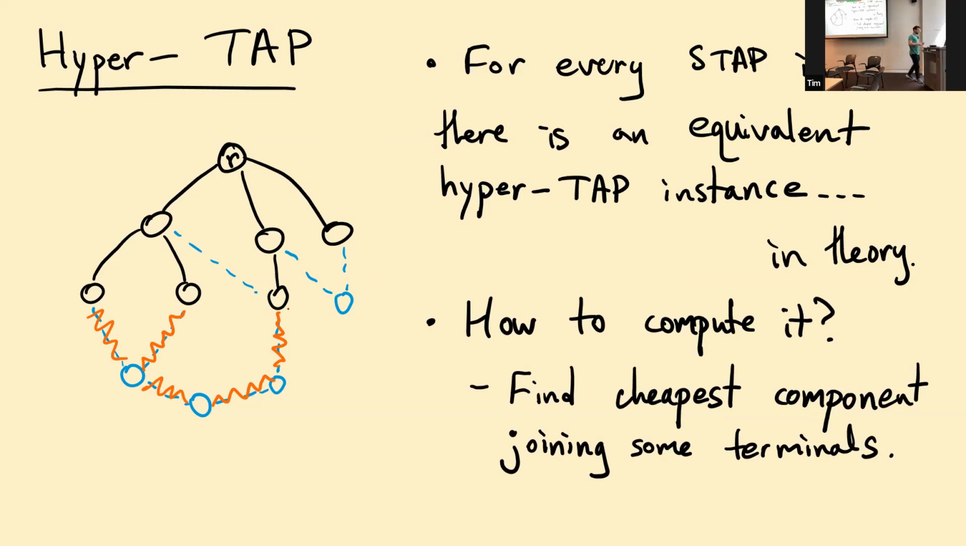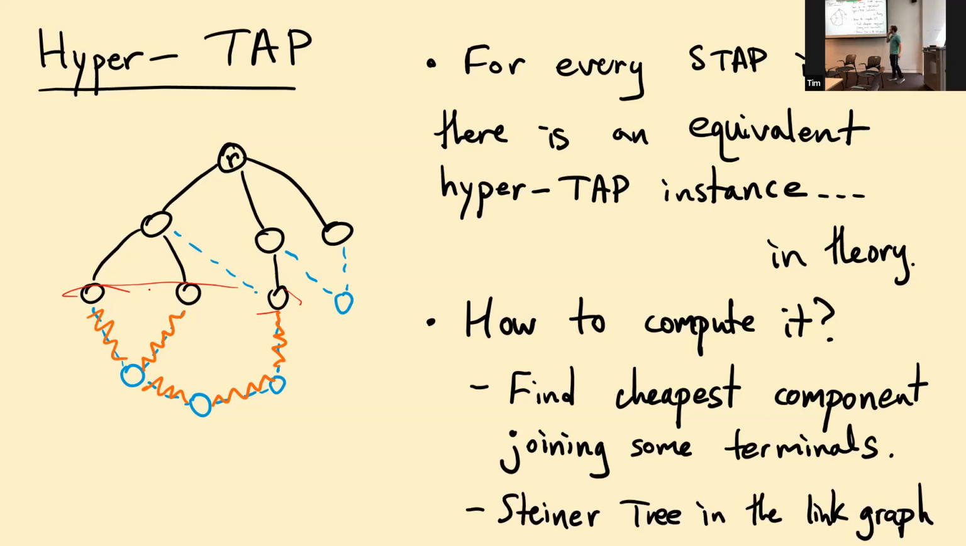So let's look at this. If I have the orange component, that has the effect of joining up these three terminals. But let's focus on some subset of terminals: how can I find the cheapest component which has the effect of joining them? What I would like to do is find the cheapest component joining every subset of terminals, and then put in a hyperlink joining those with that cost. But this seems challenging.